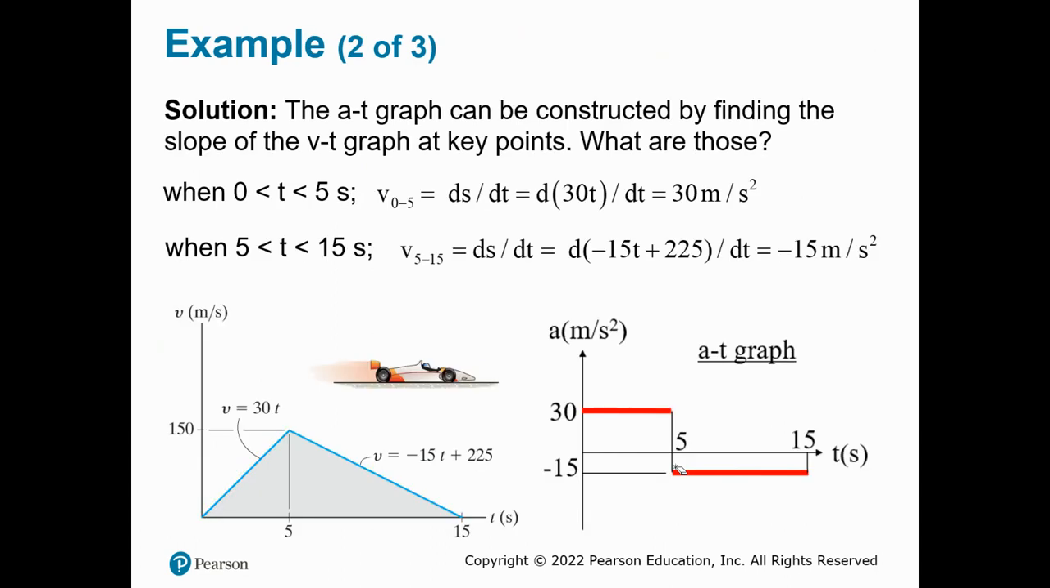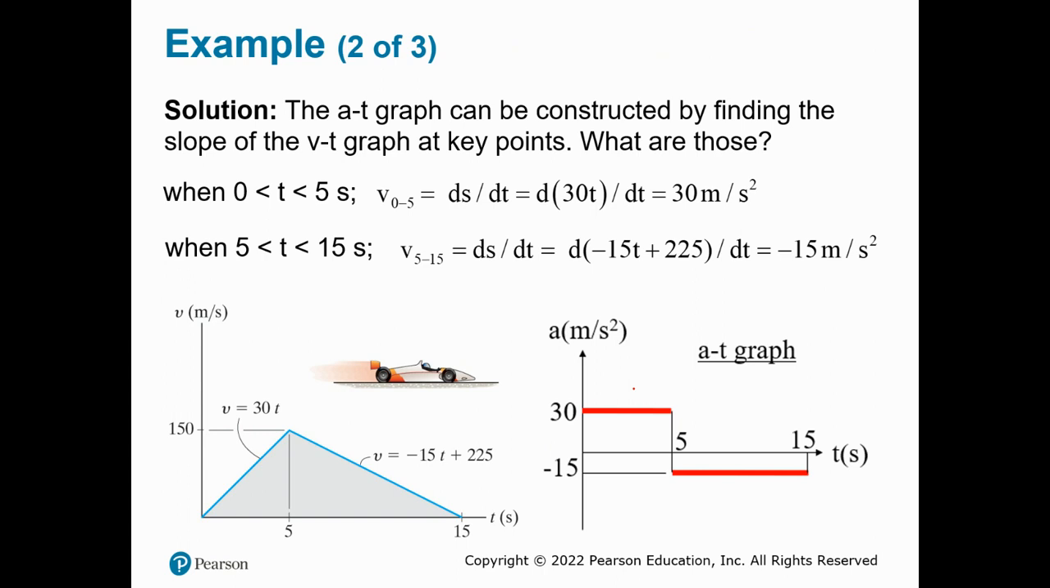So the slope of the first portion from 0 to 5 seconds is 30. That will be a horizontal line at 30, a constant acceleration from 0 to 5 seconds. And then also constant acceleration from 5 to 15. From 5 to 15, I am slowing down constantly. The slope of that line is negative 15. The slope of the first line from 0 to 5 is 30, so we plot at 30. The slope of the line from 5 to 15 is negative 15, so I plot negative 15 from 5 to 15. So from the velocity versus time plot, I have the acceleration versus time plot.